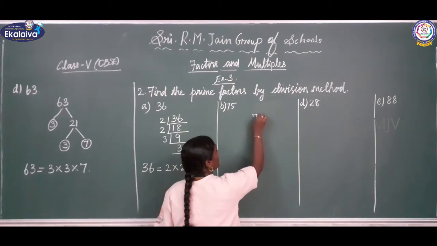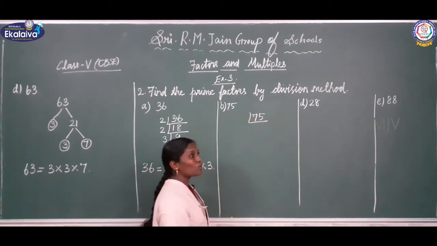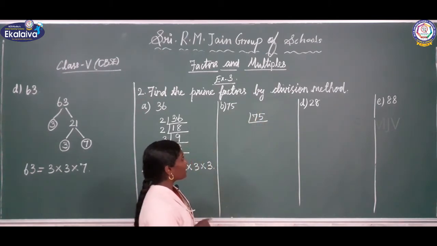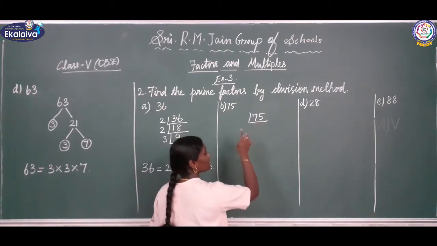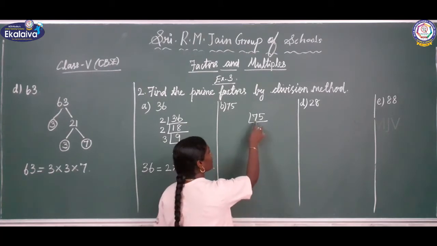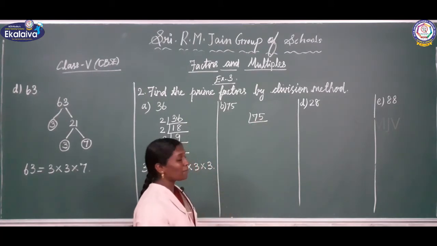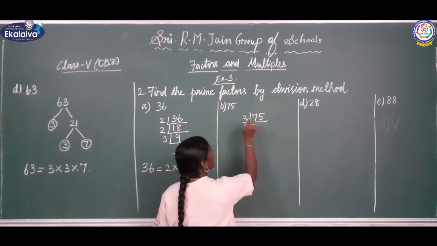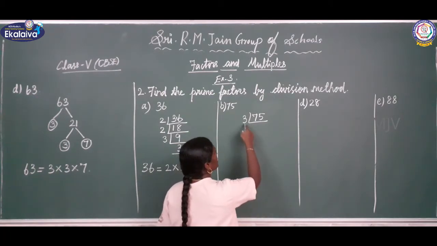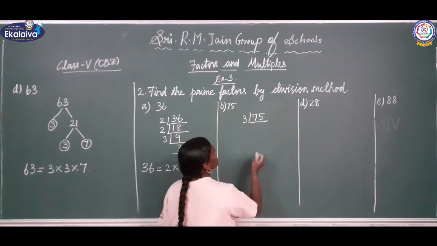Here 75 is an odd number. So 2 is not a prime factor for 75. So we have to check with 3. Here, is 75 divisible by 3? For that we have to find the sum of the digits. 7 plus 5, 12. 12 is divisible by 3. So 75 is also divisible by 3. So we have to take 3. 3 is the smallest prime factor of 75.